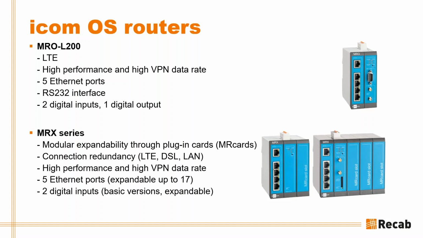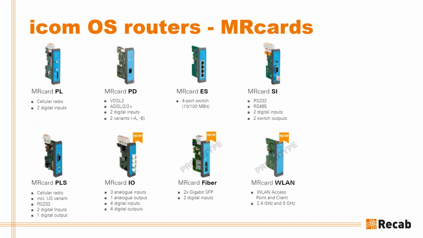And this is what Insys call MR cards. So you have the different cards you can use. You can, like I said, use for cellular LTE connections or DSL connections. You can add more serial ports. We have a new card that you actually get analog inputs and outputs also. And in November, you will also get a card where you can add fiber ports. So you have 2 gigabit SFP fiber ports.